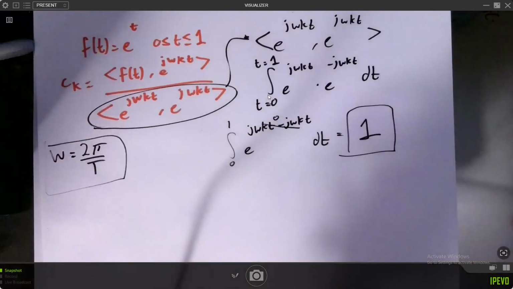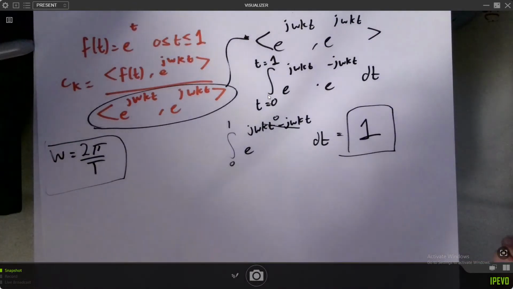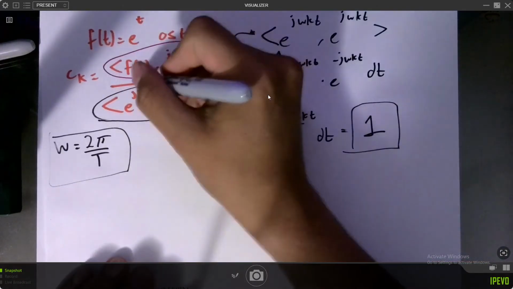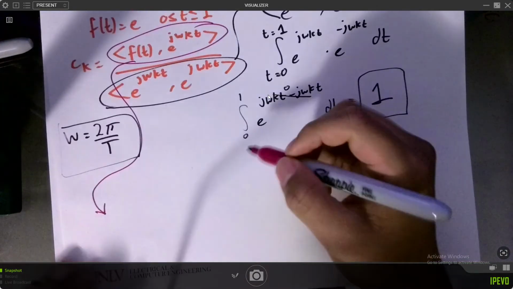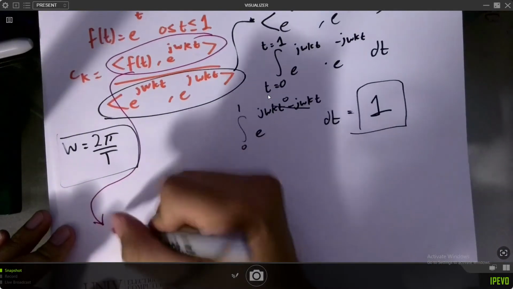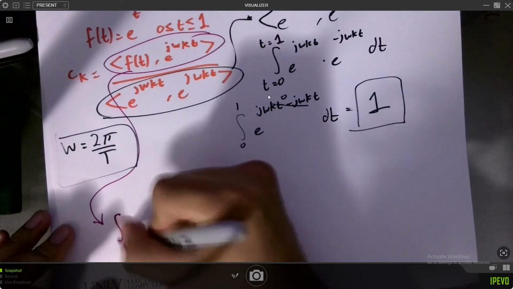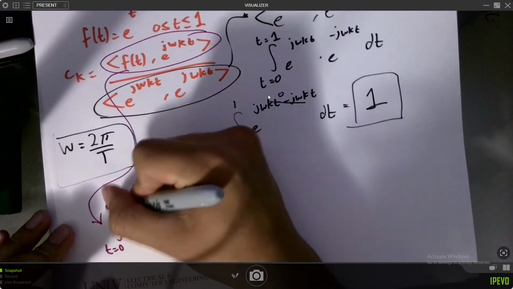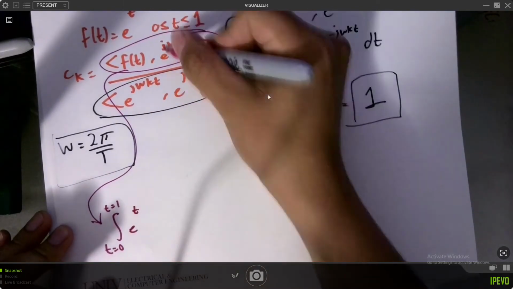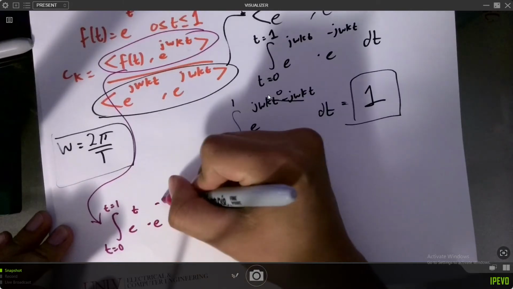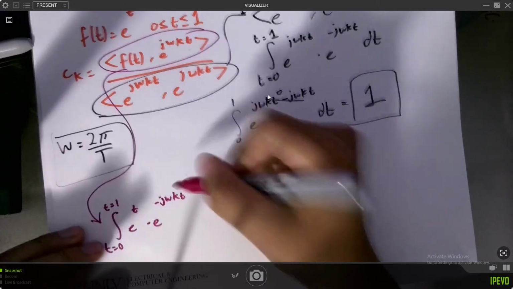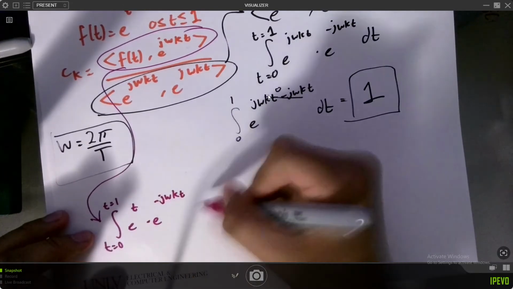So now that you know that, let's choose this marker and do this bad boy right here. And yes, we're doing the assignment. To skip steps, I'm going to do the integral from t equals 0 to t equals 1 of our f of t, which is e to the t, and then times e to the minus j omega kt. There we go. Now that you have this, you can just do the multiplication.